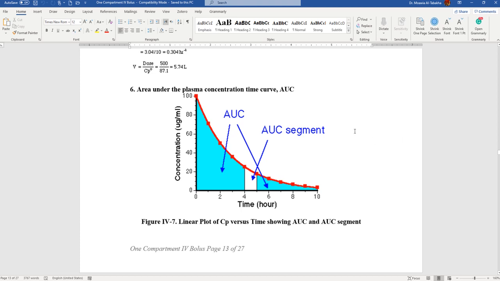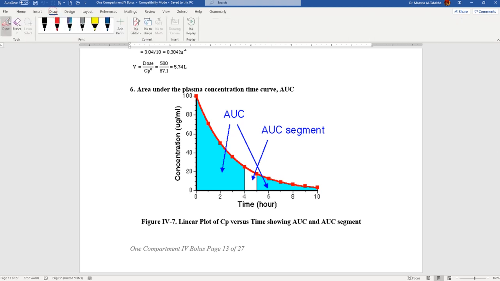Bismillah ar-Rahman ar-Rahim, my dear students of third year. The course is Biopharmaceutics and Pharmacokinetics, Ajman University. Now we will do part 3 of one compartment IV bolus administration. We will continue with what we left in the last part.